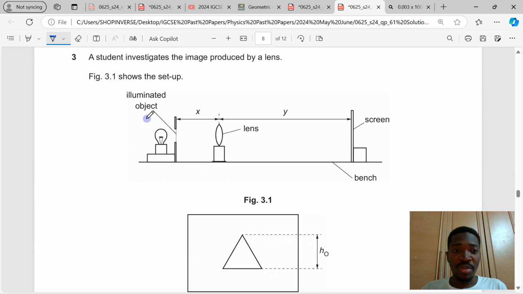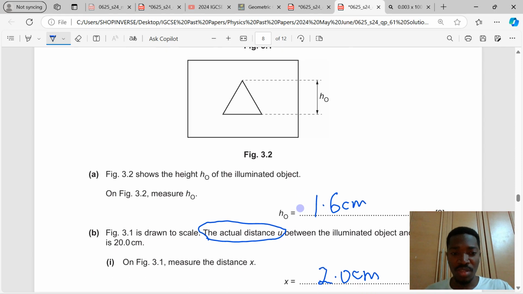Now we move to question number 3. A student investigates the image produced by a lens. Figure 3.1 shows the setup. So we have an illuminated object, we have a lens, we have a screen. Figure 3.2 shows the height h0 of the illuminated object. This represents the illuminated object.